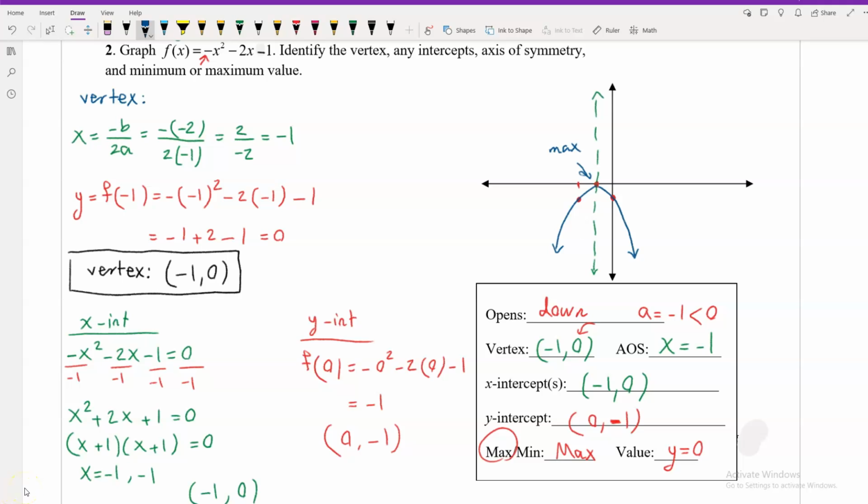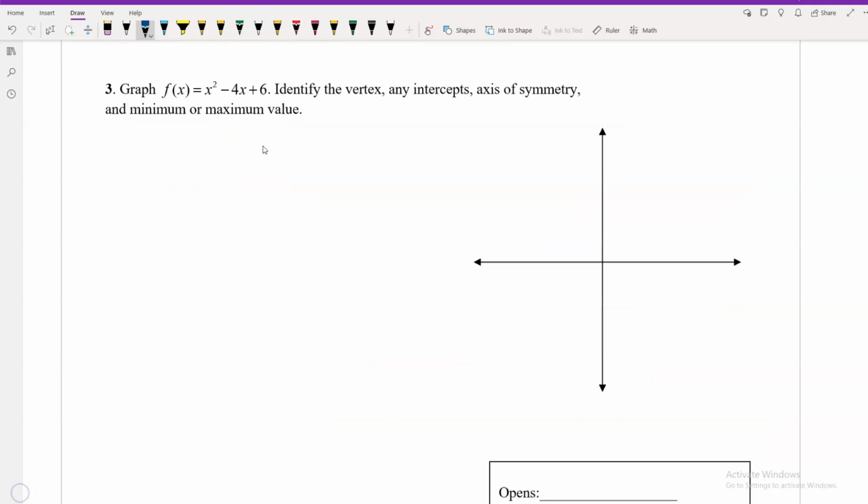So maximum value, and based on this one, maximum value is 0. And here is where our vertex is -1, 0.